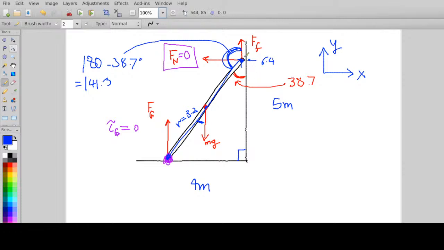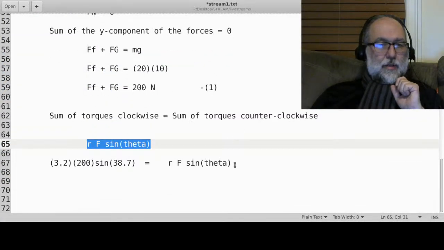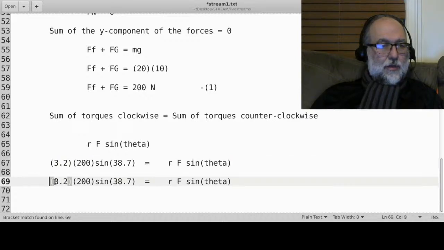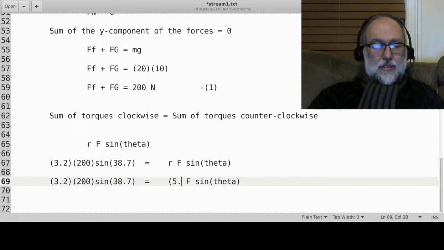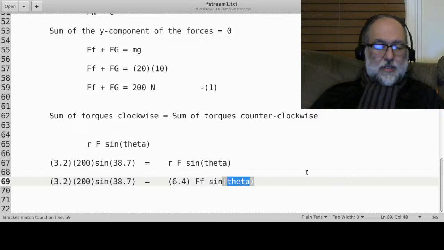So what's R? Well, we start from the axis and we go to here. That distance was 6.4 meters, so there's our R. What's F? Well, we don't know F. There it is, FF. We don't know it. And what's theta? 141.3. So let's switch back to the other board and we'll put that in. For RF sine theta, let me rewrite that on the line below it. R is going to be 6.4, F was the force of friction on the wall, and theta we said was 141.3.